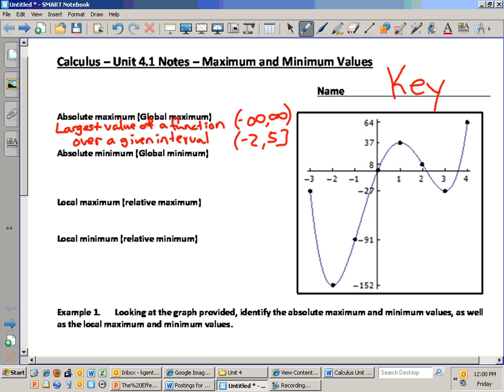Absolute minimum would be the smallest. We'll just use quotes. I did that one time and some people said, what does that mean? Well, that just means that everything else from above carries down except for that first part, right?